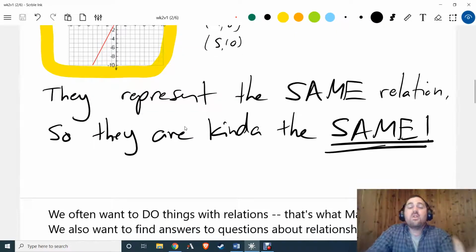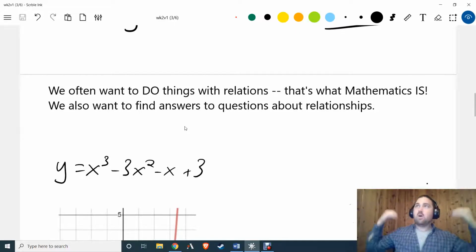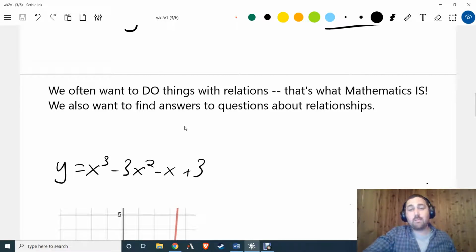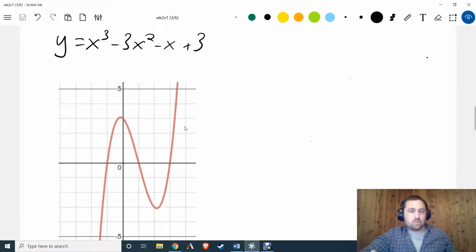And this is wonderful because we want to do things with relations. That's what mathematics is, right? It's working with these representations, and it's also answering questions about these relations. And the idea that we want to look at briefly is that we can choose which relationship or which representation to use based on the questions we want to answer.